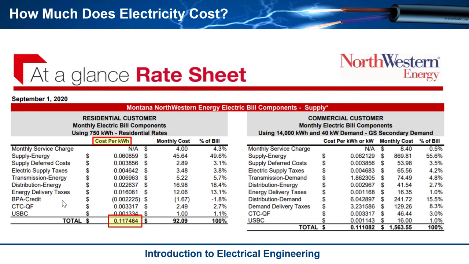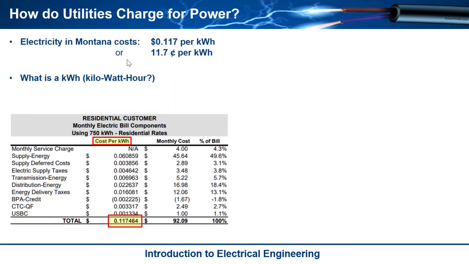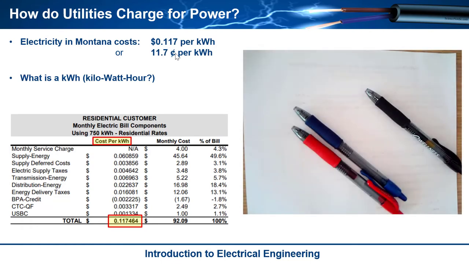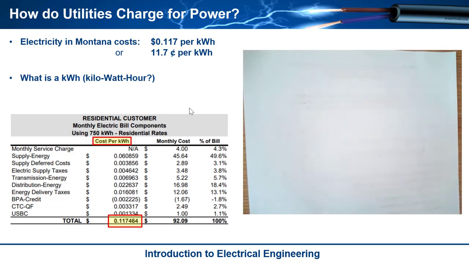But basically you can think of it as breaking it down into four main categories. You have generation cost, transmission cost, distribution cost, and taxes. So this changes from month to month, but in general, let's just use the value 11.7 cents per kilowatt hour. So then the question becomes, what is a kilowatt hour? And one of the ways to introduce this is to think about the notion of how you pay for something that comes into your house as a rate.